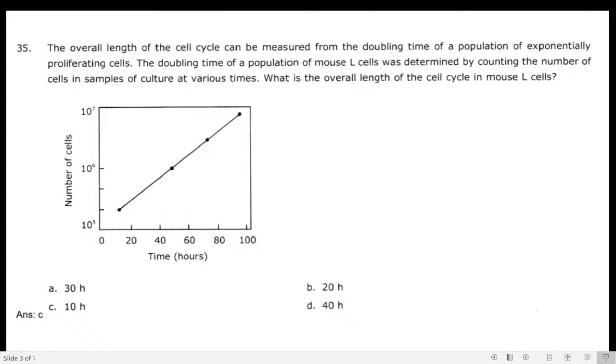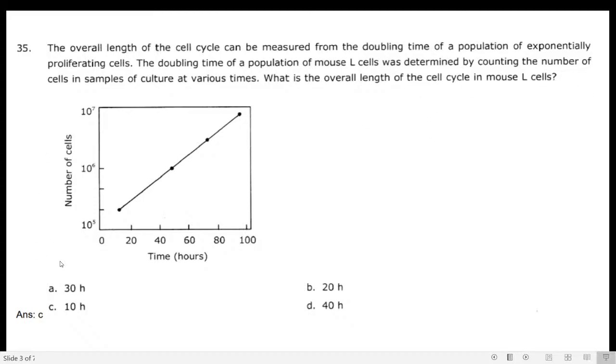Cell cycles increasing means you can get more cells. In the first cycle, if you have 10 cells, they will double and you get 20 cells. In the next step, 20 cells are going to divide and give 40 cells. These are the concepts. And the next concept here is they asked what is the overall length of the cell cycle in mouse L cells.